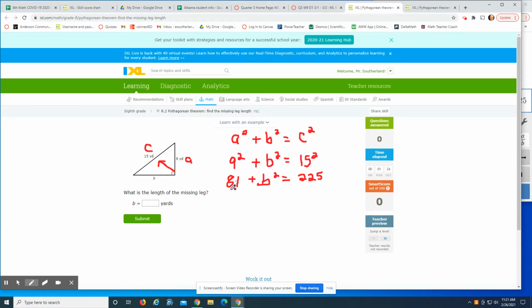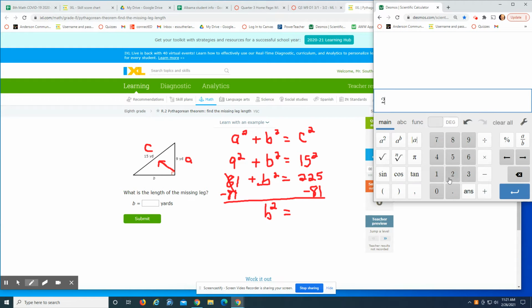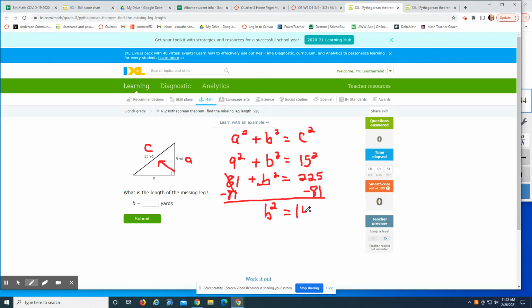I can't do b squared yet, so I'm going to subtract 81 from both sides. I would simply use a calculator, but I know that these are going to cross out. B squared drops down. Equal sign drops down. And then I would do 225 minus 81, and it tells me 144.